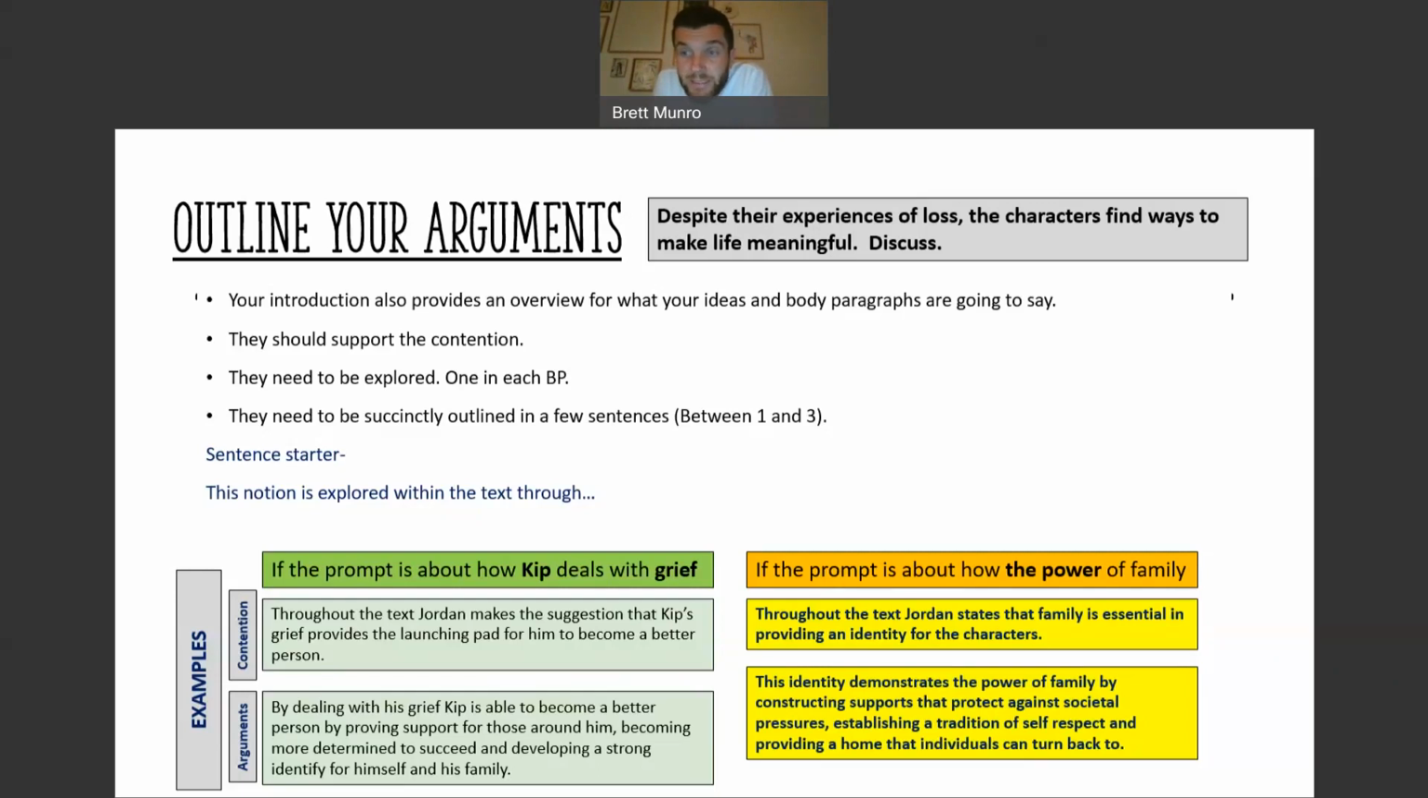Like when Kip says to Francis that he needs to respect Annabelle. That's an example of that tradition of self-respect that is established early on and that ends up following down into his family. And then we have self-respect, which is imbued in Alex when he actually goes and he visits his grandfather. The third one is just the idea of providing a home that individuals can turn back to. And it's that home which is symbolic, but it's also the home that is that source of comfort, and that source of love, and that source of support.